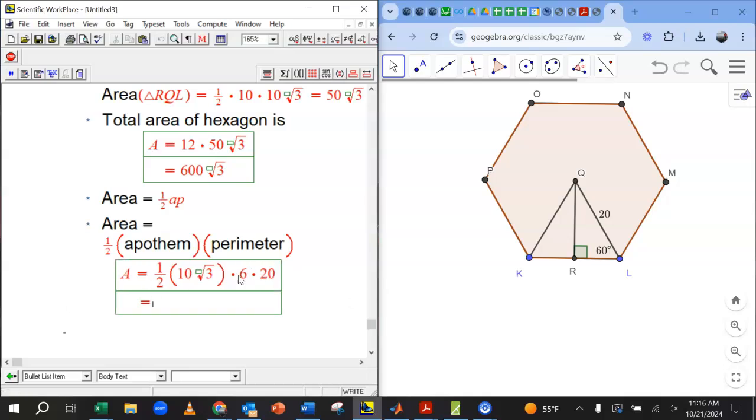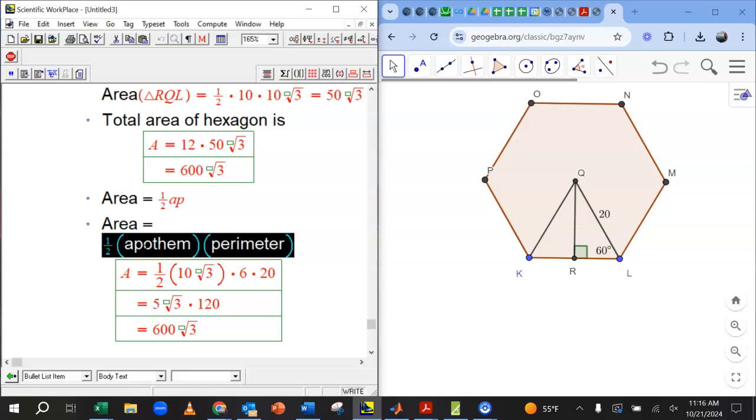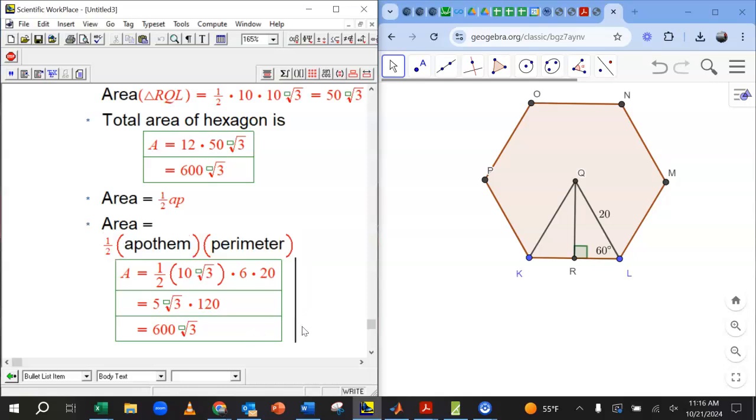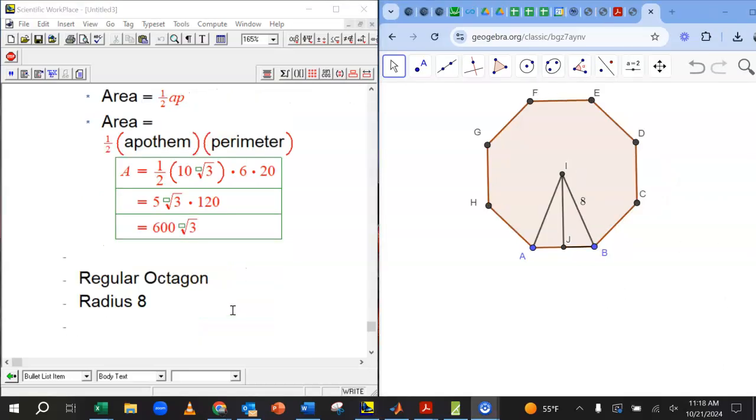Okay. Is that really a lot easier? Well, here's a 5 root 3, and then times 120. It's still 600 root 3. It's not really that much of a shortcut, honestly. And the way you prove this is to do exactly the analysis we did of taking it down into right triangles. So let's look at another case in 1 sec.